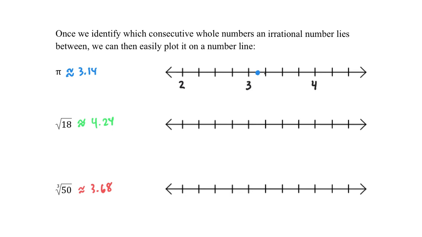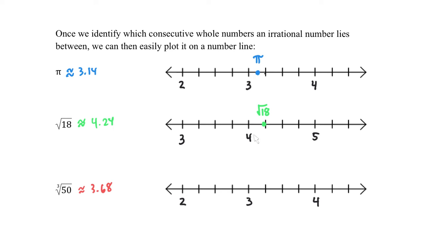And then when you label it, label it with the original. Don't label it with the approximation. Label it with the original. And we could do the same thing for these other ones. So we could do 3, and then 4, and then 5. 4.24 is going to be really, really close to 4.25, and then we label that with square root of 18. And finally, same thing again. We've got to do 3.68.